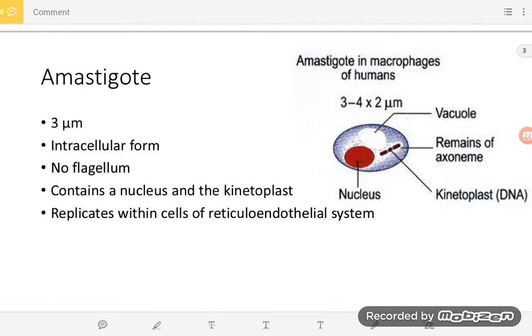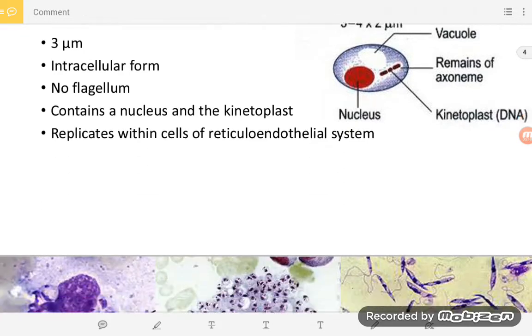And the other thing, if they ask to draw the amastigote form, or LD body as we also call it, and to label it, you should draw the amastigote form inside the macrophage. So you have to consider the amastigote form plus the macrophage. You have to draw and label.